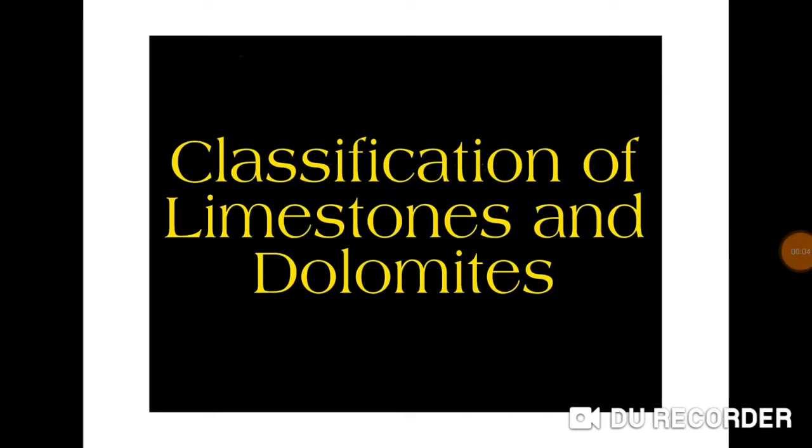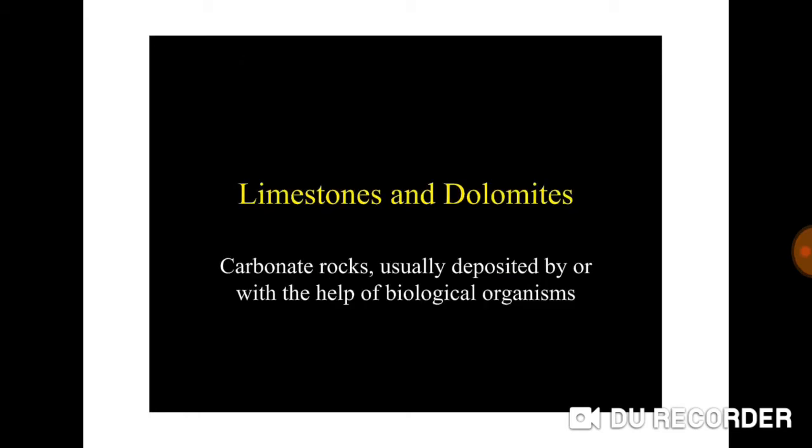Today I am going to present the classification of limestone and dolomite. Before going to classification, first we have to discuss what limestone and dolomites are. Carbonate rocks are usually deposited by or with the help of biological organisms. Now let us see what carbonate rocks are.